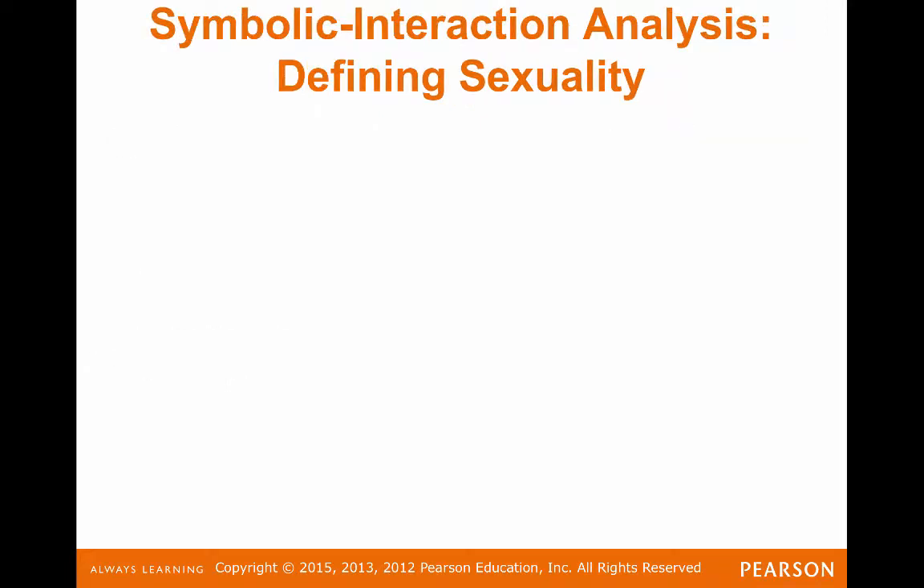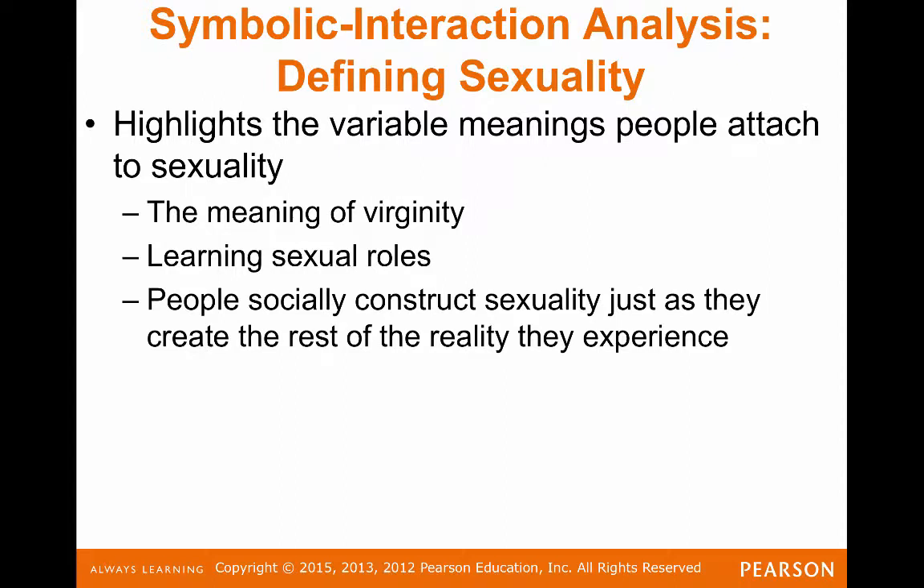Okay, so then looking at symbolic interactionists, they are really just trying to understand and define sexuality. They highlight the variable meanings that people attach to sexuality, such as the meanings of virginity, right? What is the cultural context for those kinds of meanings? How we learn sexual roles and sexual scripts about what is appropriate behavior for a man, what is appropriate behavior for a woman, what sex is supposed to be, which again is this very heteronormative ideal. And of course, people socially construct sexuality just as they create the rest of the reality that they experience.